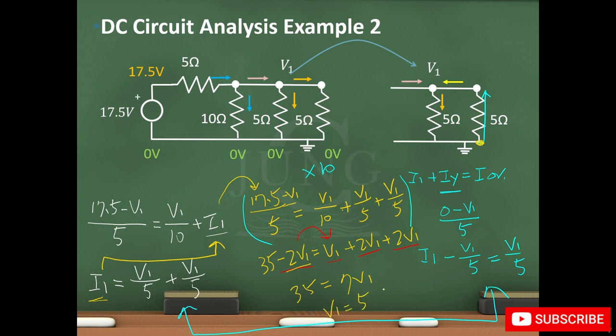Now we have the value for V1, we can find out all the branch currents using the Ohm's law. I'll leave that for you to practice and finish.